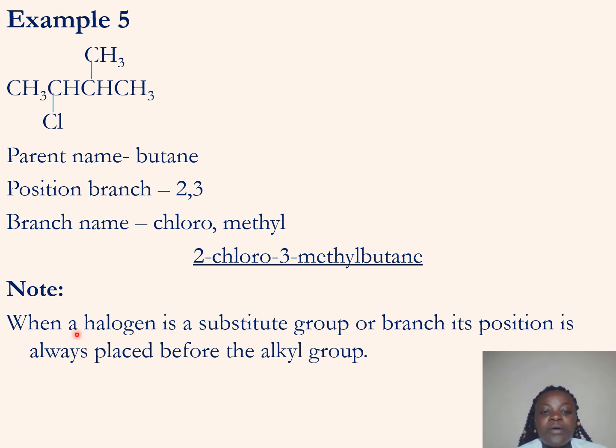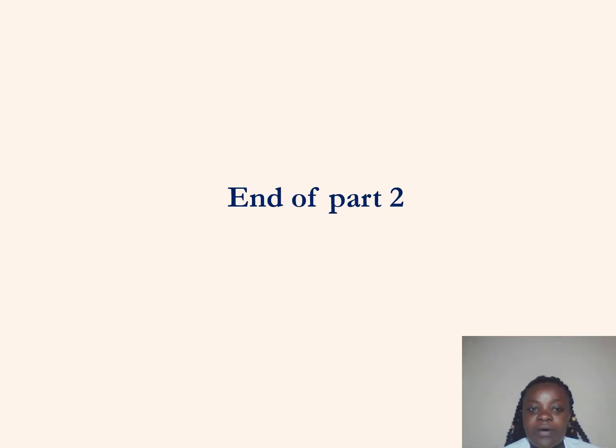So note, when we have a halogen as a substituent or as a branch, it will always be named first, then the alkyl group. So make sure you start counting the carbon atoms from the side where we have the halogen.